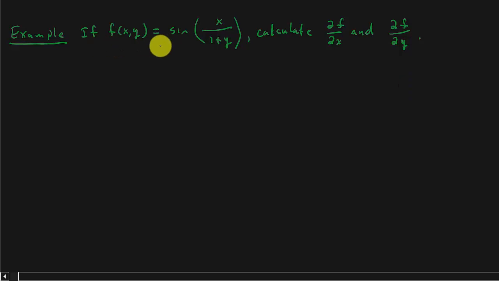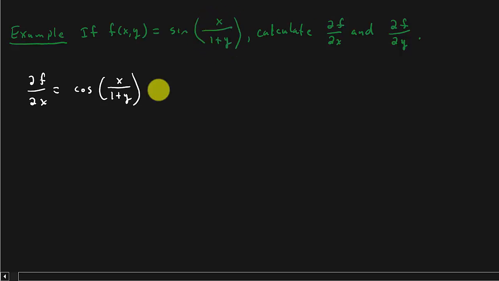So we've got f(x,y) is sine of x over 1 plus y, and we want to calculate this. All right, so we've got the partial of f with respect to x. So the derivative of sine is cosine of x over 1 plus y times the derivative of what you're taking the sine of.